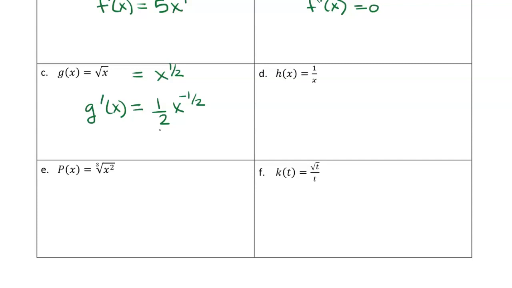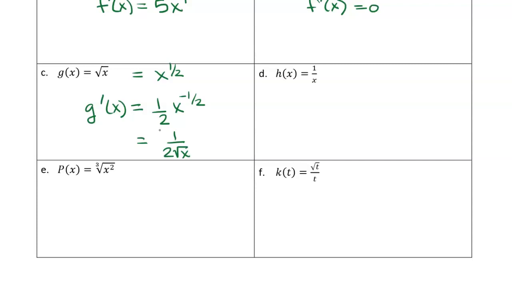Now I can rewrite this. Now this is fine. I don't think you have to simplify these derivatives. But this is actually the same as 1 over 2 square root of x, right? Because this x to the negative 1/2 is 1 over the square root of x, and then it's times 1/2. So I could rewrite it this way, but you don't need to. You can just leave it. In fact, it's probably better not to simplify unless there's a reason to.